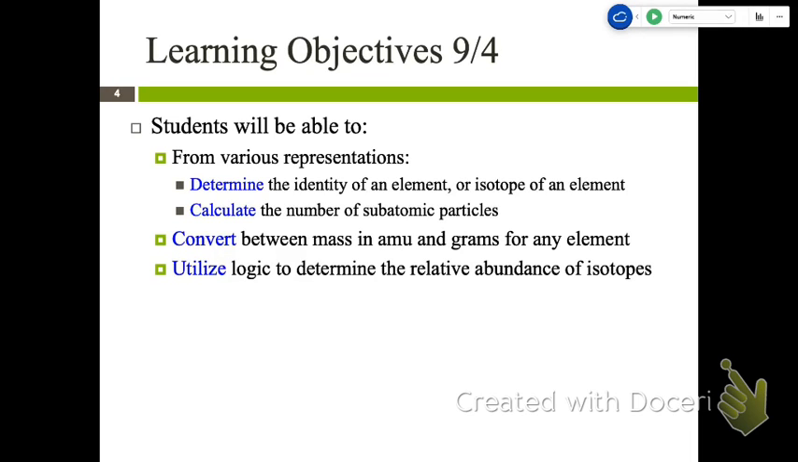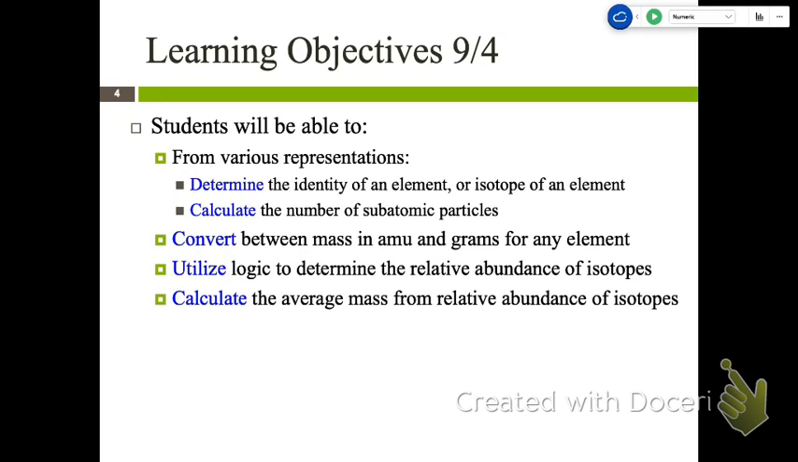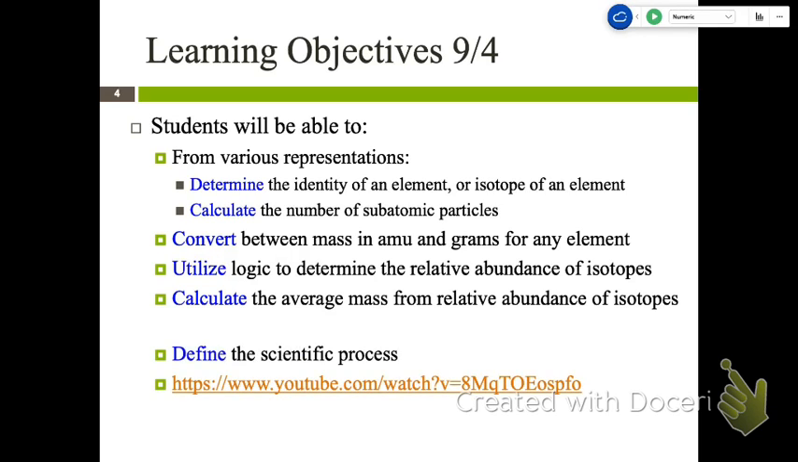And then we're going to spend the last half of class talking about logic and how we can use that to talk about what if we have one isotope and another one, how do we describe how much of each we have? We're also going to, as well as using logic to think about those, we're going to do some calculations as well.